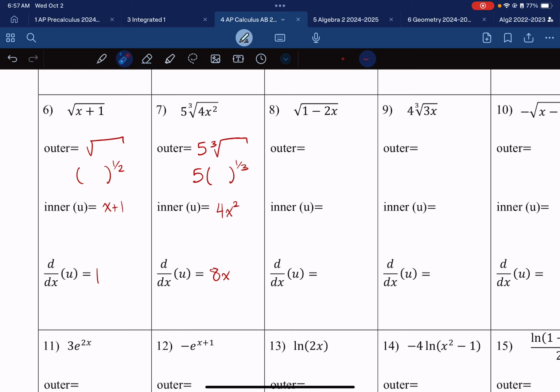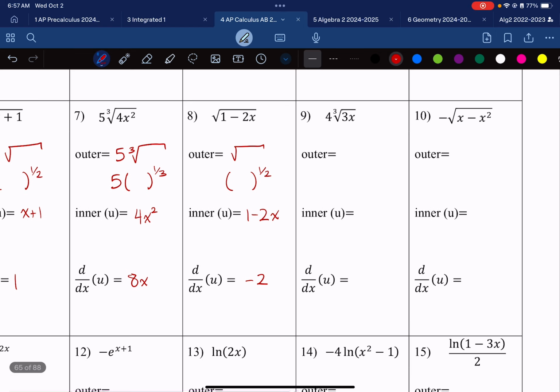we just say 8x. For number 8, again, you can say the outer is a square root function, which is the same thing as that inner to the power of 1/2. And the inner is 1 minus 2x. The derivative of 1 is 0, so we don't write it. The derivative of negative 2x is negative 2.